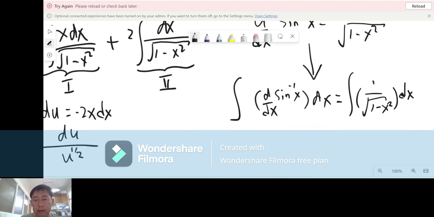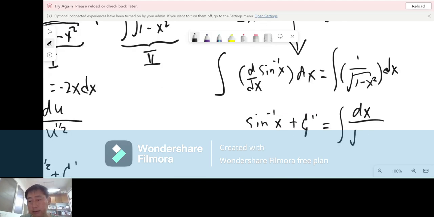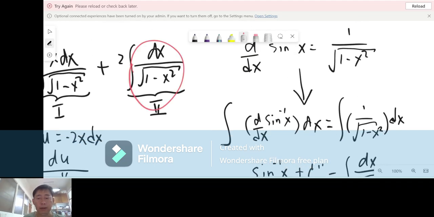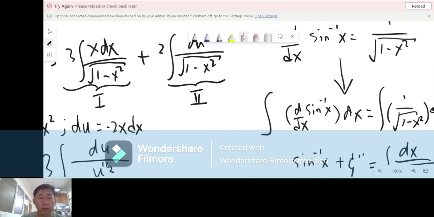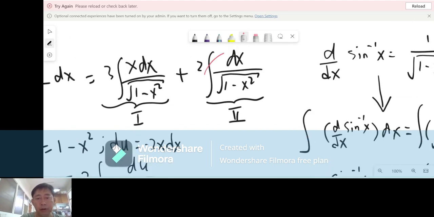The left hand side integrates to just the arc sine of x plus a constant, whereas the right hand side is just the integration of 1 over the square root of 1 minus x squared. Therefore, we come to the conclusion that the integration that we are looking for is nothing but just the arc sine. So we now have obtained the integration for the second term, which is just 2 times arc sine of x.